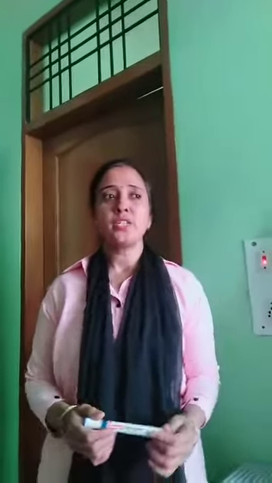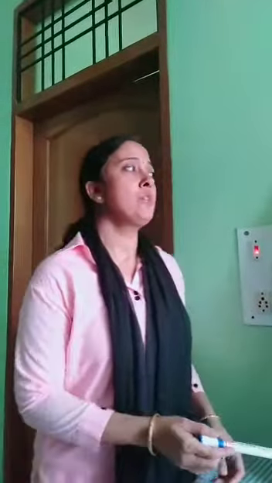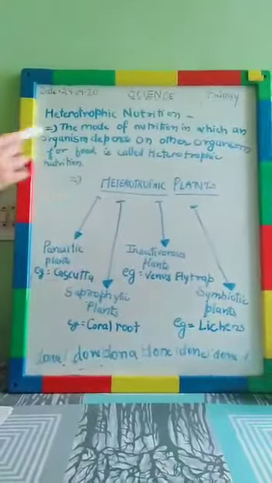Students, nutrition is of two types: autotrophic nutrition and heterotrophic nutrition. Autotrophic nutrition: the plants which make their own food are called autotrophic. So students, that we have already discussed. Now we will move on to the second type, that is heterotrophic nutrition.